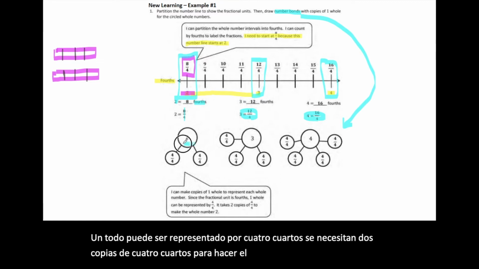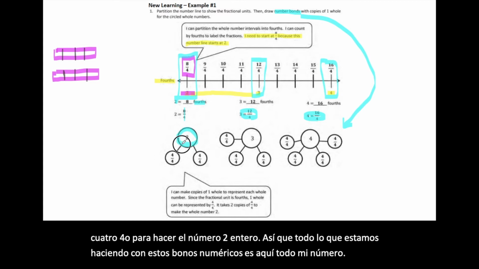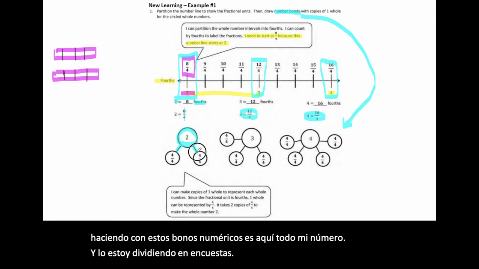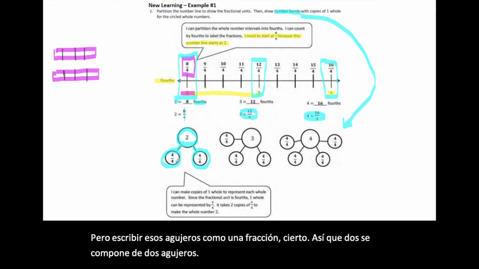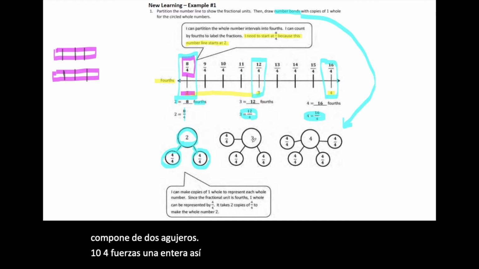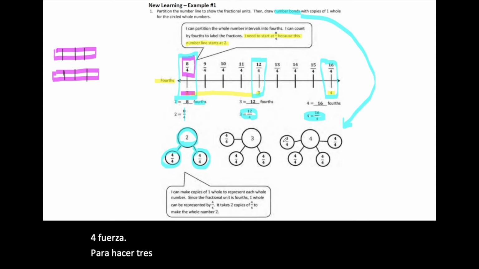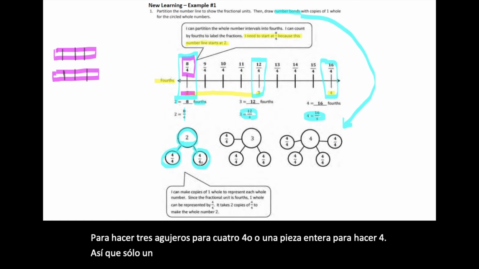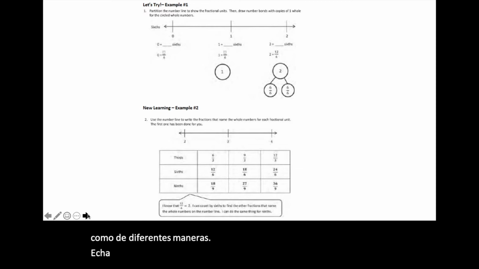So all we're doing with these number bonds is, here's my whole number, and I'm breaking it into wholes, but writing those wholes as a fraction, right? So 2 is made up of 2 wholes, and 4/4 is 1 whole, so I need 2 wholes, 2 4/4. Same thing here, 3 4/4 to make 3 wholes, 4 4/4 or 1 whole pieces to make 4. So it's just a lot of steps to show these whole numbers in different ways. Let's take a look at the next example.